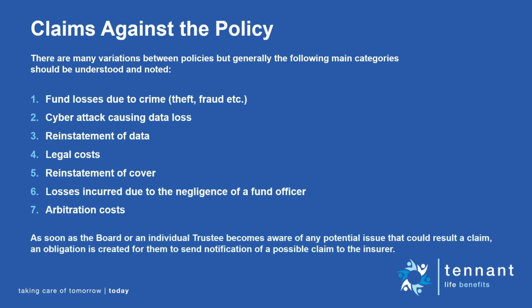As soon as the board or an individual trustee becomes aware of a potential issue that could become a claim, an obligation exists for notification to the policy issuer, or at least the broker thereof, of a possible claim. This will enable the insurer to open a file in anticipation of a potential claim. This action carries no burden for the trustees, and the file will remain open until either the claim is actioned or the board of trustees informs the insurer that the problem has been resolved or is in fact a non-issue.